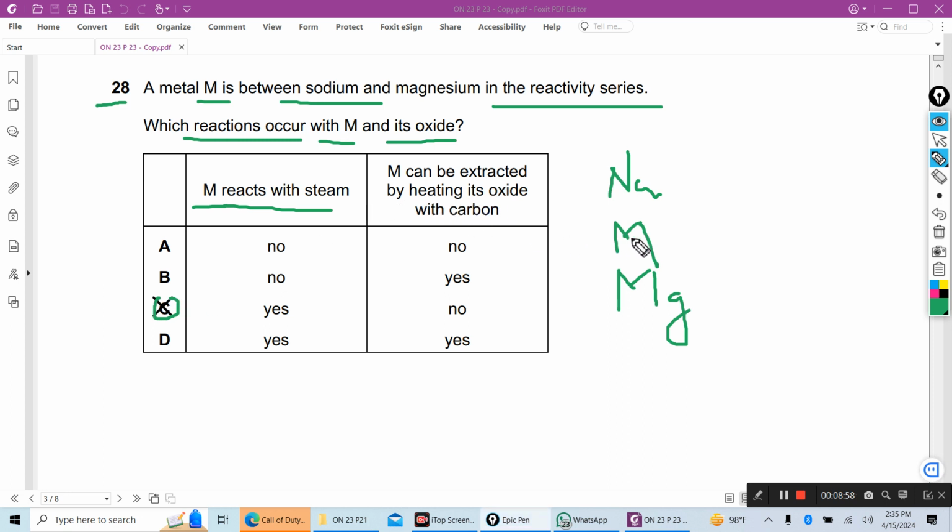M can be extracted by heating its oxide? No, M is more reactive, so it will be extracted by electrolysis. So M can be extracted by heating its oxide with carbon? This is no, because M is between sodium and magnesium. It is more reactive. More reactive metals are extracted by electrolysis, not a reduction process, an electrolysis process.